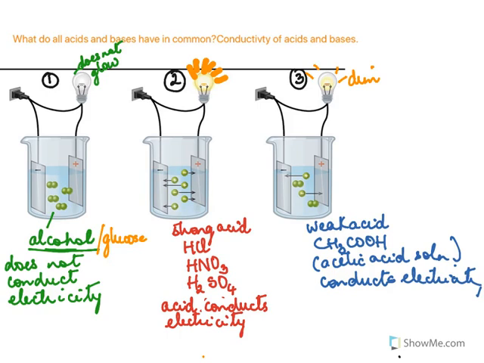Now we'll go to a molecule level and explain the behavior of these three substances. Alcohol, glucose, why did they not conduct electricity? Why did hydrochloric acid, the strong acid, make the bulb glow very brightly, but when we use the weak acid, the bulb was glowing dimly?